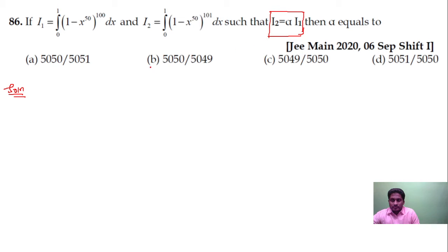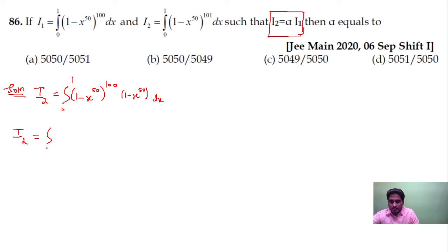Okay, now I can write I2 is equal to the integral from 0 to 1 of (1 minus x to the power of 50) whole to the power of 100 into (1 minus x to the power of 50). You multiply, you get back the same thing. Add the powers, you will get (1 minus x to the power of 50) whole power 101 only. That is I2.